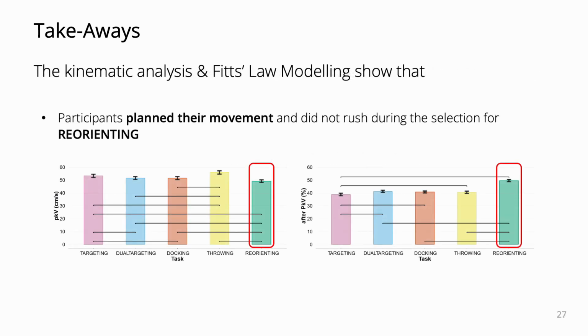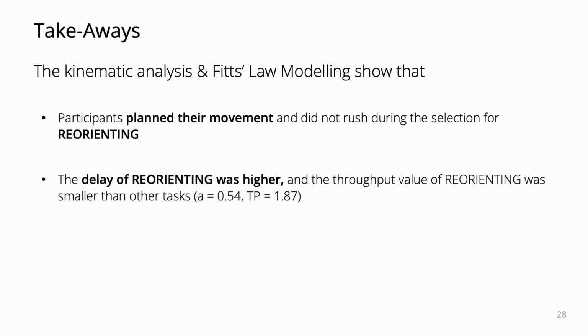While I did not talk about the kinematic motion results in detail, the analysis showed that reorienting has the lowest peak velocity and longest deceleration phase. It implied that participants planned their movement and did not rush during the selection for reorienting. Besides, the Fitts modeling confirmed this by showing that the delay of reorienting was higher and the throughput value of reorienting was lower.